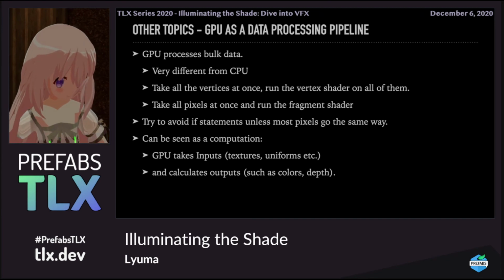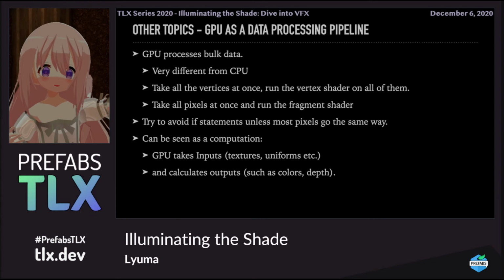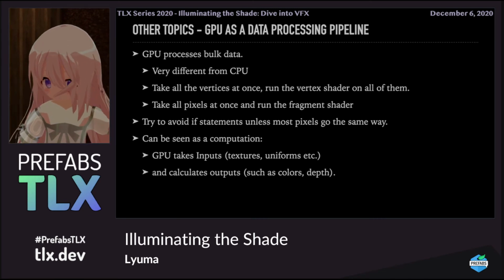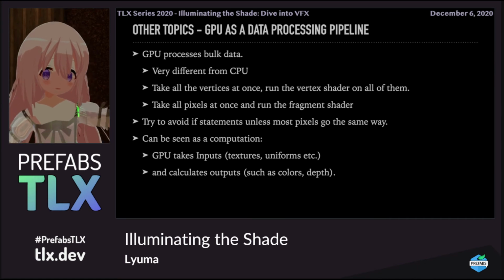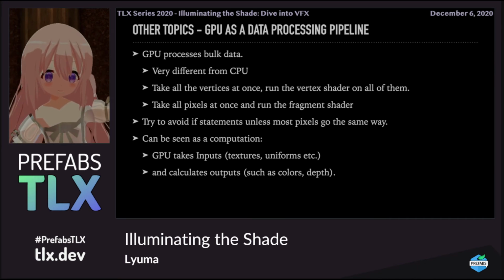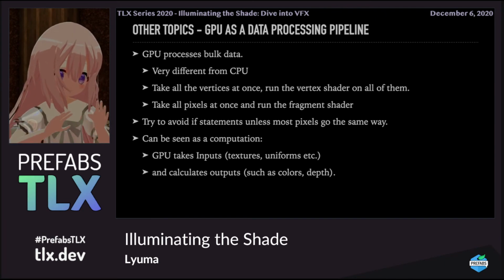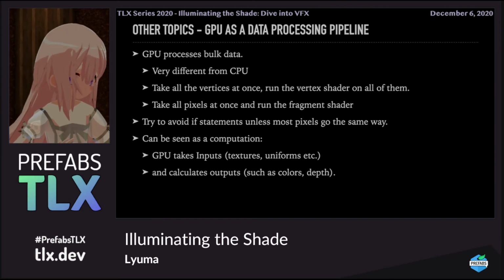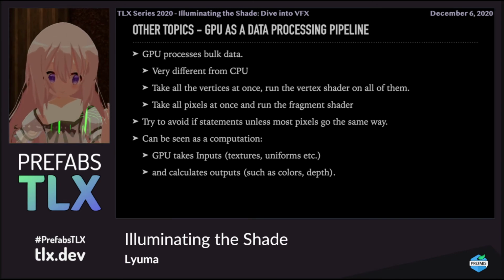In terms of computation, it's good to think about the inputs and outputs of what you write as a shader. In the case of your traditional vertex fragment shader, the input to the vertex shader is your data straight from the mesh. The output is this v2f struct, that's sort of temporary data that goes into the fragment shader. And then your fragment shader's output is the colors and the depth value as well.